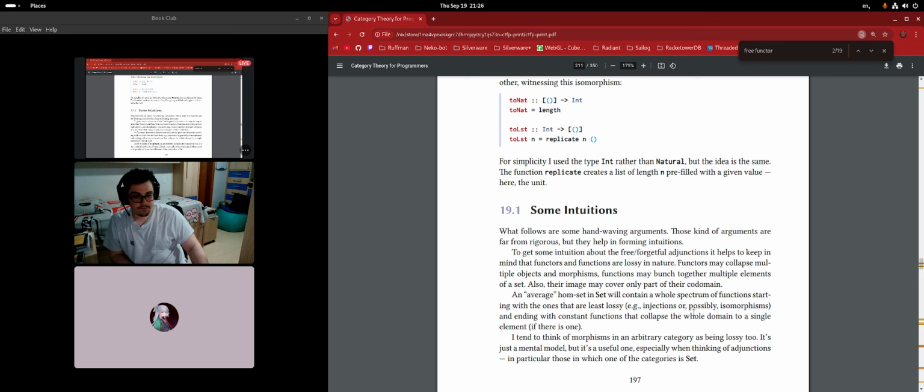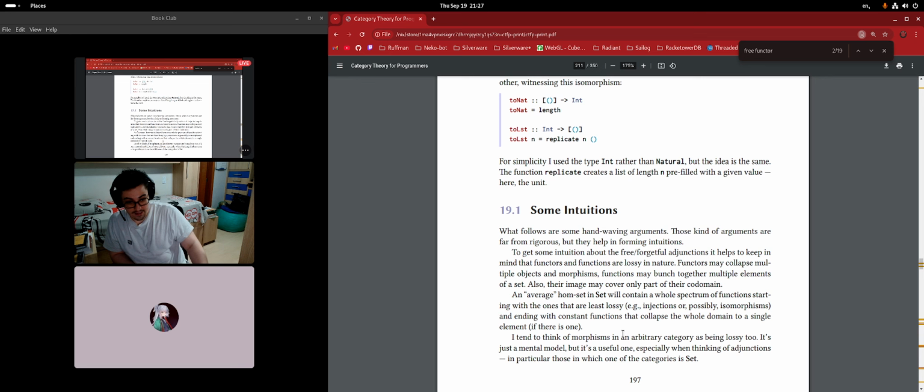I like intuition. So to have an intuition about the forgetful adjunctions, it helps to keep in mind that functors and functions are lossy in nature, and we've seen this before with functions. Functors may collapse multiple objects and morphisms. Functions may bunch together multiple elements of a set. Also, their image may cover only part of their codomain. An average hom-set will contain a whole spectrum of functions, starting with the ones that are least lossy, so injections and possibly isomorphisms, and ending with constant functions that collapse the whole domain to a single element. We also know this, this is the const function.